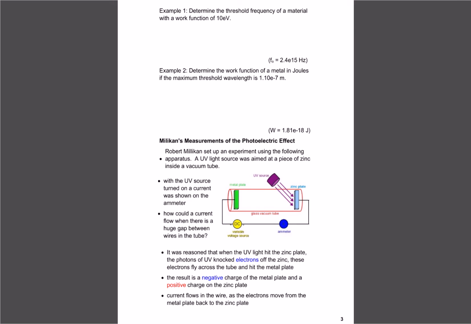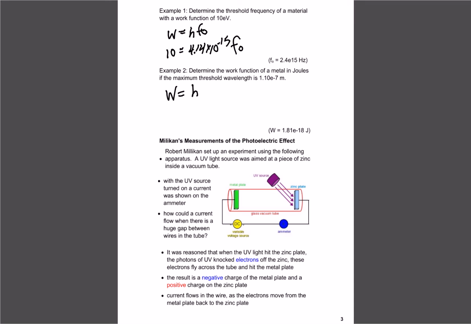So let's do a calculation. It's asking what is the threshold frequency. So we just have to go work equals h f0. And because they're giving it to us in electron volts, let's use our h in electron volts, so 4.14 times 10 to the negative 15. We just divide those, solve for our threshold frequency, and that gives us 2.4 to the negative 15.